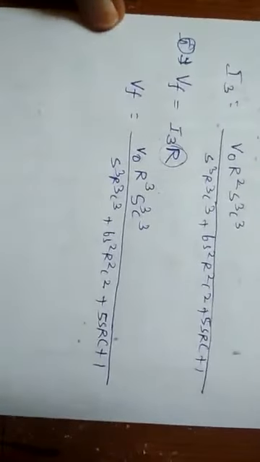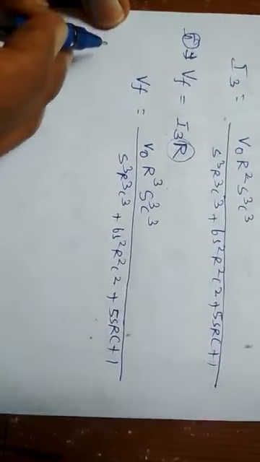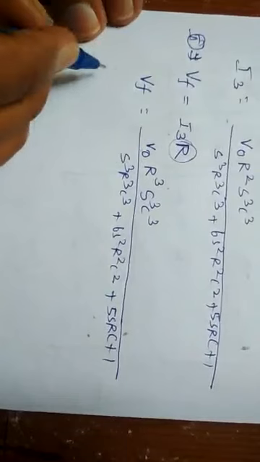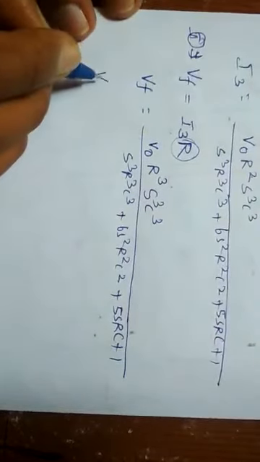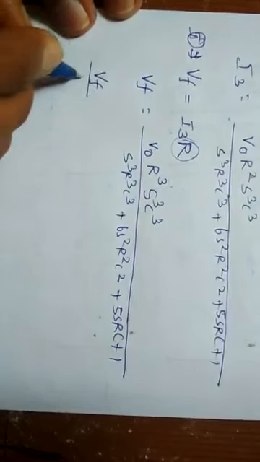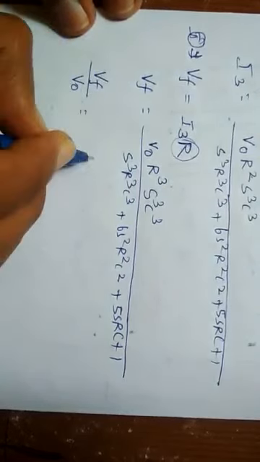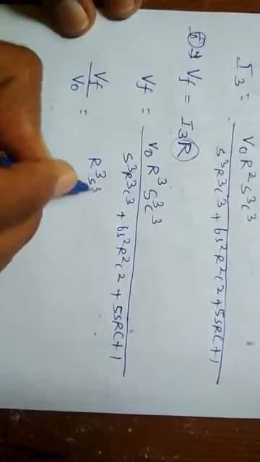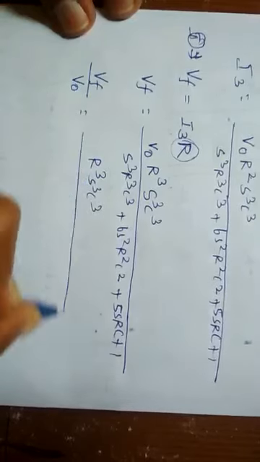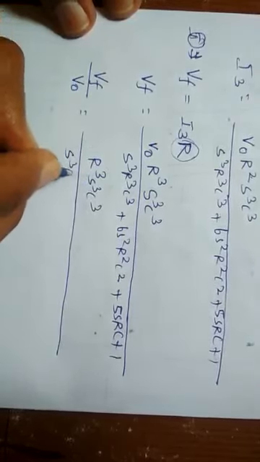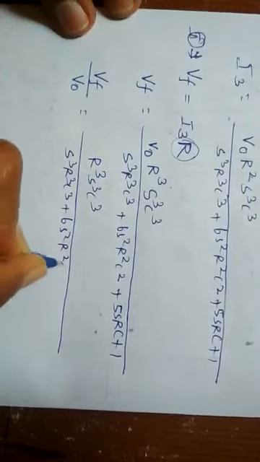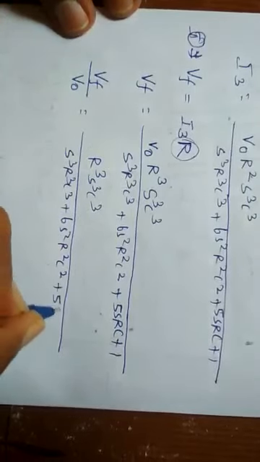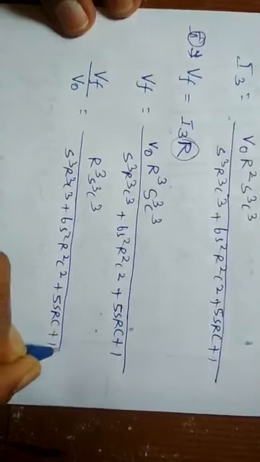Here, if you consider the Vf on the left hand side and V out on the right hand side, and move the V out to the left hand side, it will go to the denominator. Vf by V out equals R cube S cube C cube whole divided by S cube R cube C cube plus 6S squared R squared C squared plus 5 SRC plus 1.